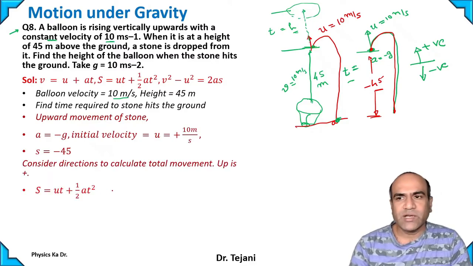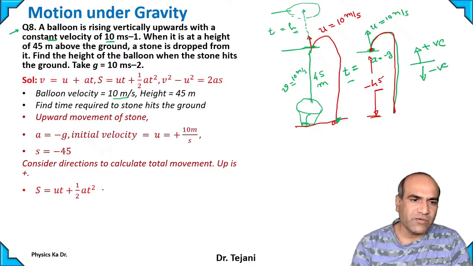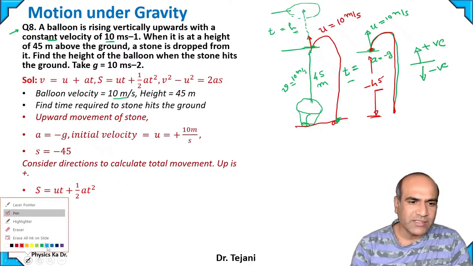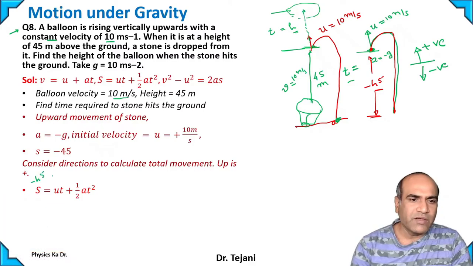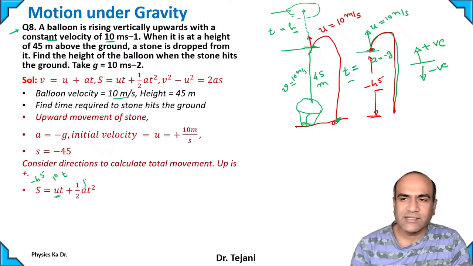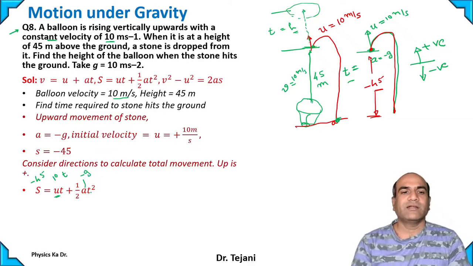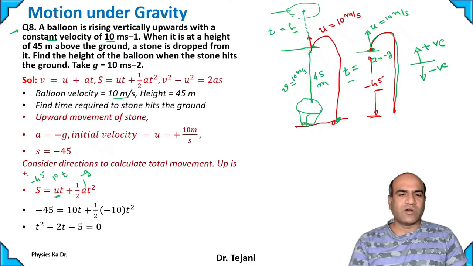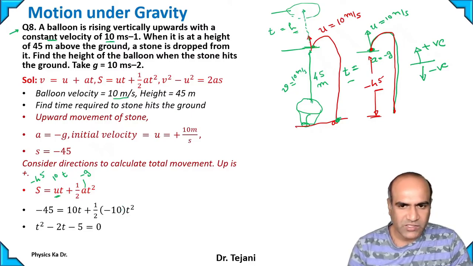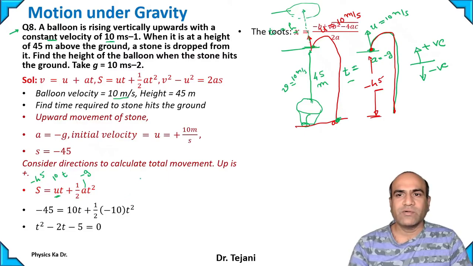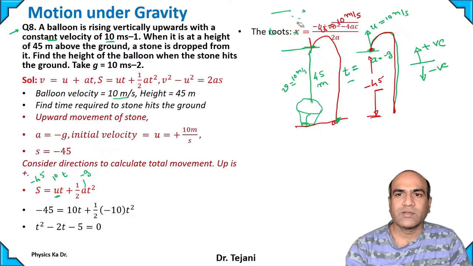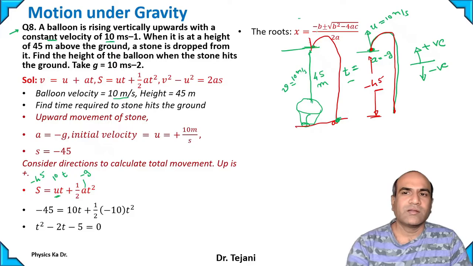So s is equal to ut plus 1 by 2 at square. s is equal to minus 45, u initial velocity 10, time we don't know, acceleration is minus g, and time we need to find out. So put these values here. We got the equation t square minus 2t minus 5 equals 0. So we have to go with this equation. Roots we need to find.